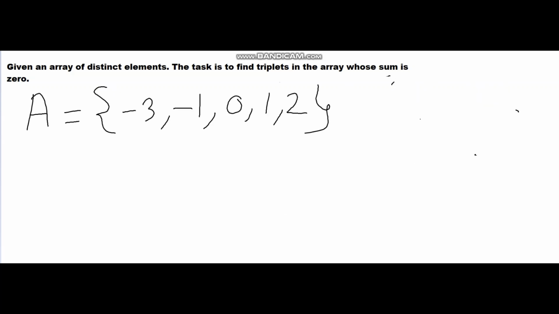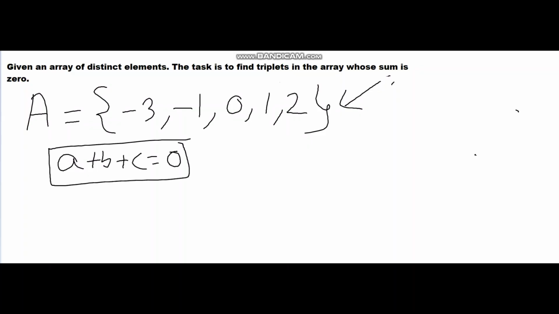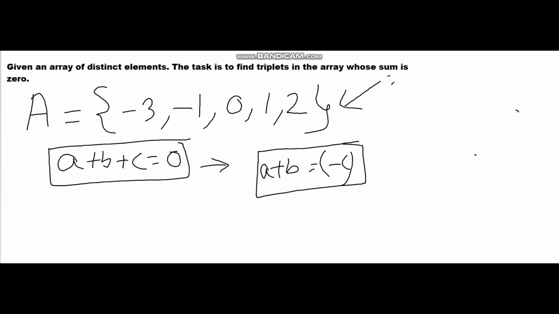So after sorting, this is our new array: -3, -1, 0, 1, 2. The question is we have to find three integers a plus b plus c such that the sum of them is equal to 0. So I can rewrite this problem as a plus b equals minus c. This is also correct. So we have to find a and b such that the sum of them is equal to minus of c.